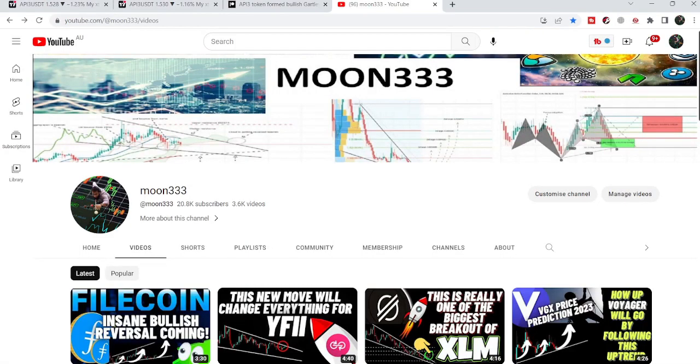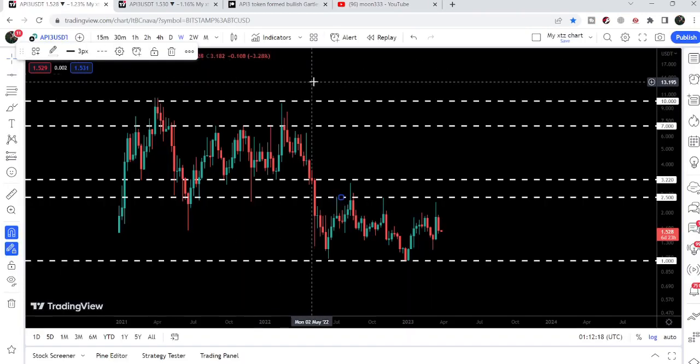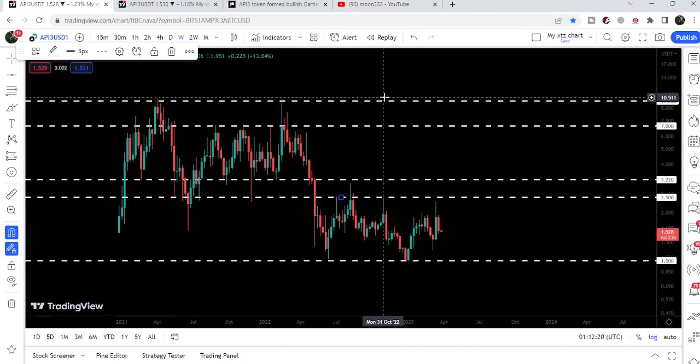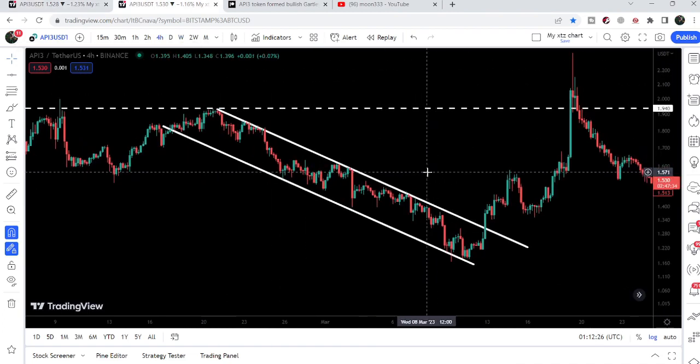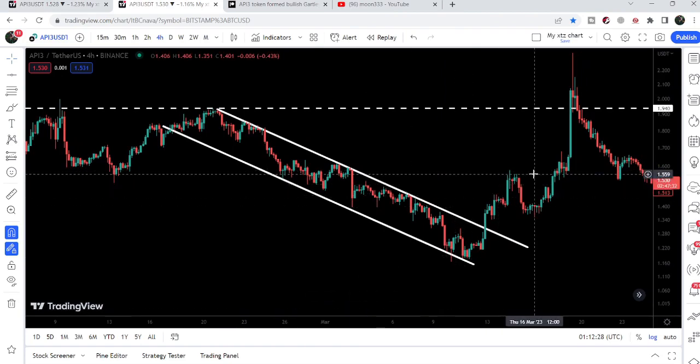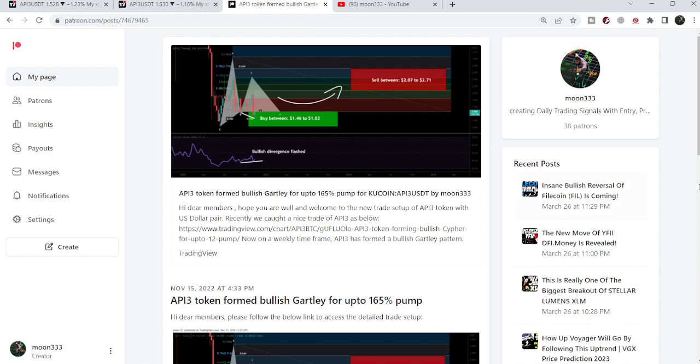Hope you're well and welcome to the new update on API3. In today's video, I would like to share with you some significant long-term support and resistance levels for API3, and we will also take a look at this breakout from this down channel that has happened on the 4-hour time frame chart, and then we had a very nice pump. And I would also like to share with you my most recent trade signal of API3 that I shared in the month of November, but now in the month of March 2023, the price line has reached the target because this was a quite long-term trade on the weekly time frame chart.